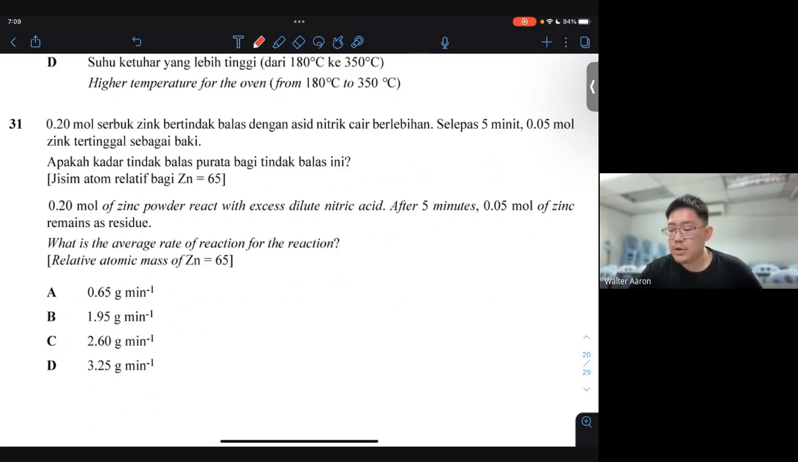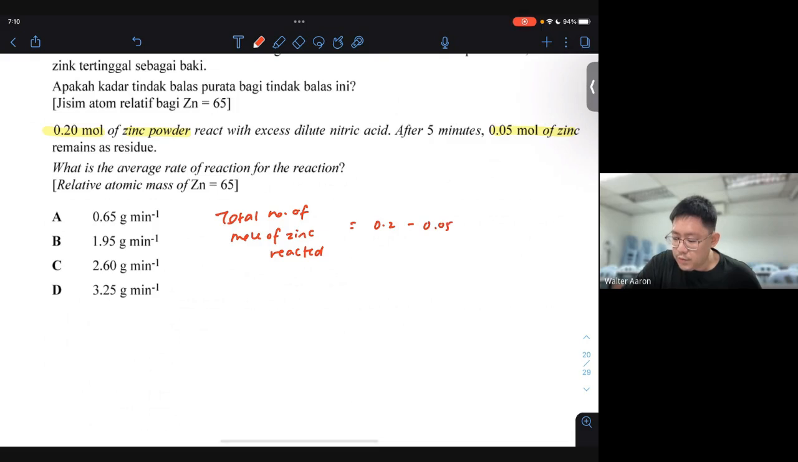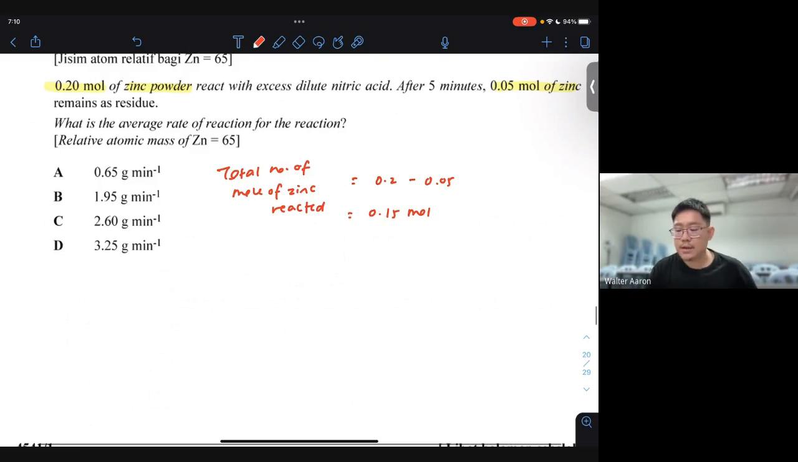For 31, 0.2 mole of zinc powder react with excess dilute nitric acid. After 5 minutes, 0.05 mole of zinc remains as a residue. So what is the average rate of reaction for the reaction? Number one, let's take a look at the number of mole of zinc powder that's reacted. Initially, you got 0.2 mole of zinc powder. After that, you will have a leftover of 0.05 mole. So the total number of mole of zinc reacted will be 0.2 minus 0.05, which will give you 0.15 mole of zinc that is reacted, okay?